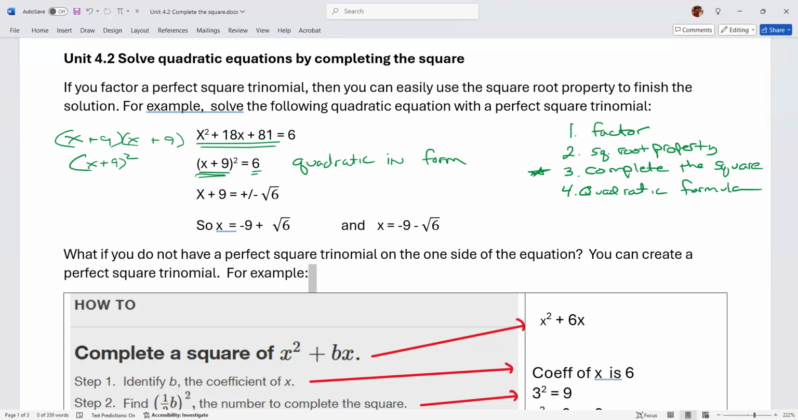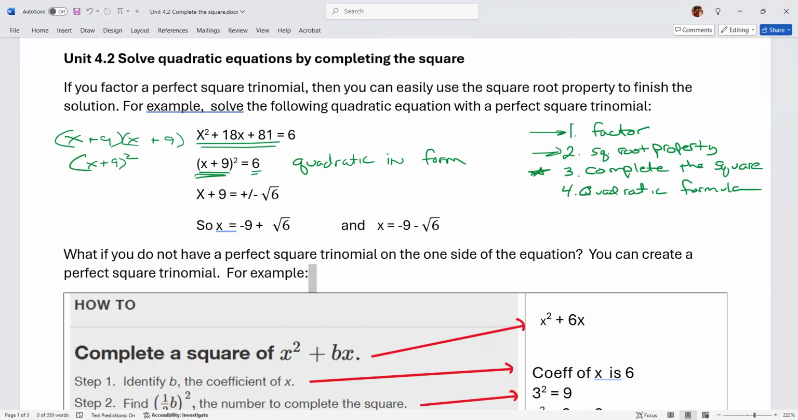This is a quadratic in the square root property form. We take the square root of both sides and get the two solutions. So whenever we start talking about solving quadratics, your first choice, if you're not told what to do, is to see if you can factor it, because that'll be the quickest and easiest. If you can't factor it, perhaps if it fits, you can use the square root property like we just did in the previous.